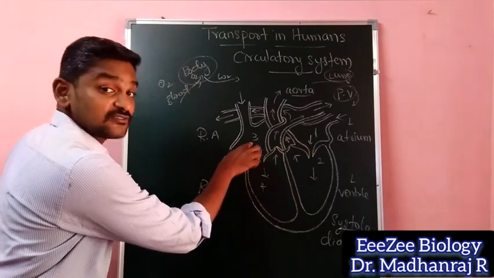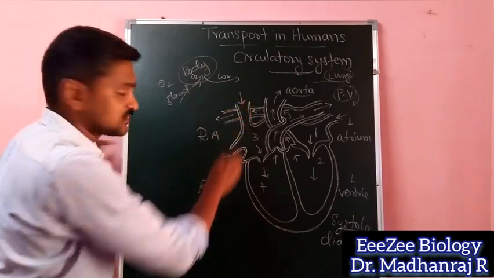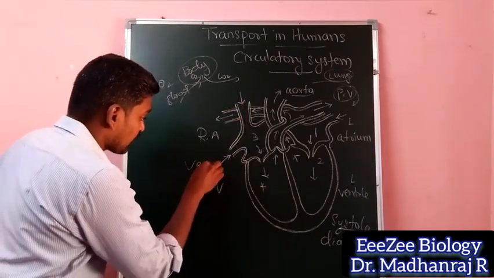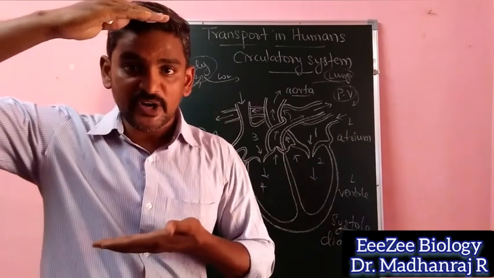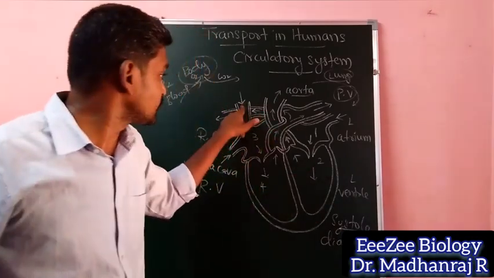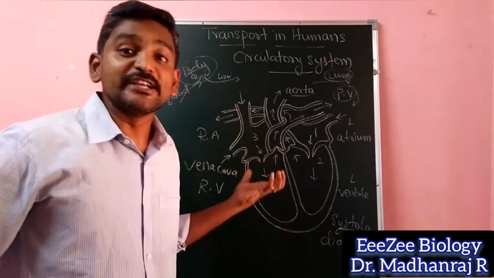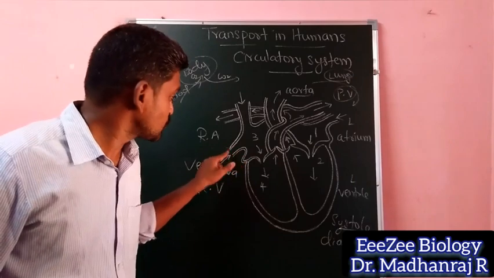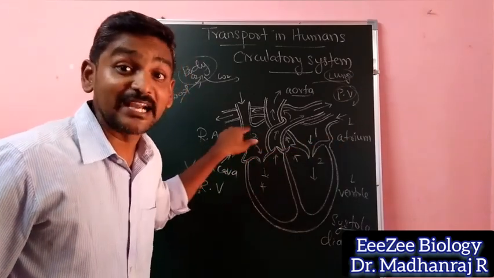Now comes the third chamber. I have given an arrow mark here, right? Here an arrow mark, and here an arrow mark. This is called the vena cava. So two vena cavae are there. The upper part of the body sends blood through the superior vena cava, whereas the bottom of the body sends it through the inferior vena cava. This blood enters the, which one? Here it is the left atrium, here it is the right atrium.